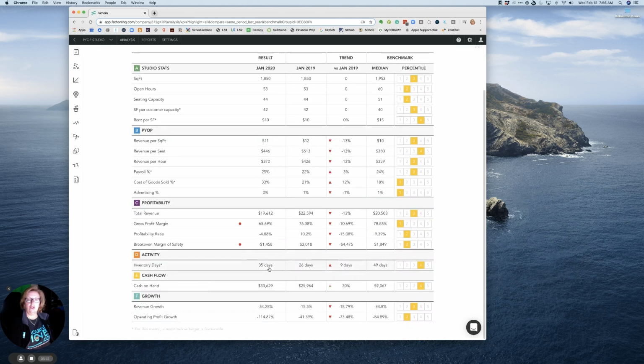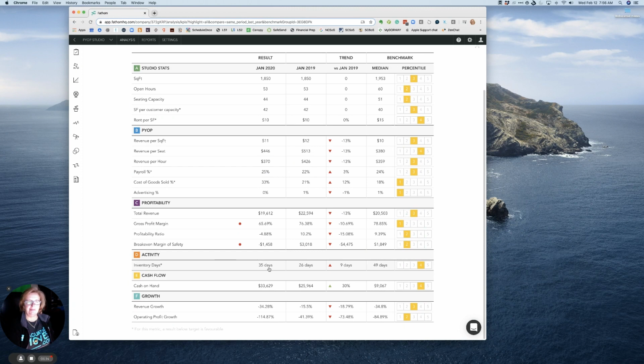Also, take a look at your inventory days. How quickly are you turning your inventory? Our goal here is 30 days, hopefully, but 60 days is acceptable. 30 days is really the target. We want to be rolling that inventory in and out so you're not sitting your money on the shelves every day.